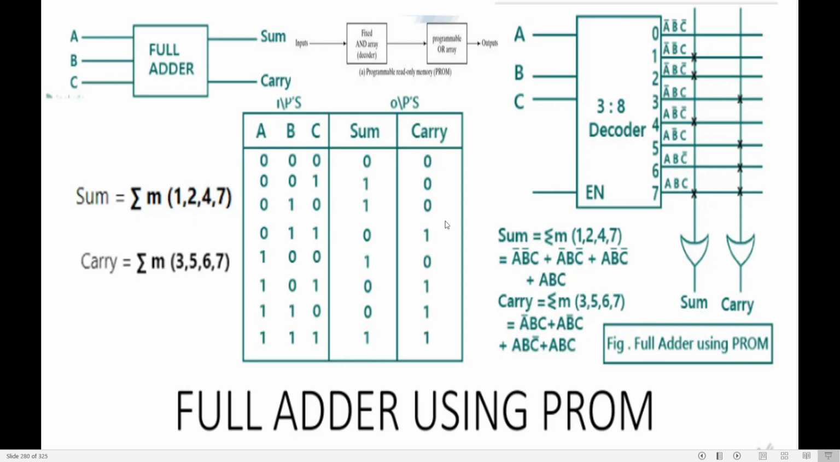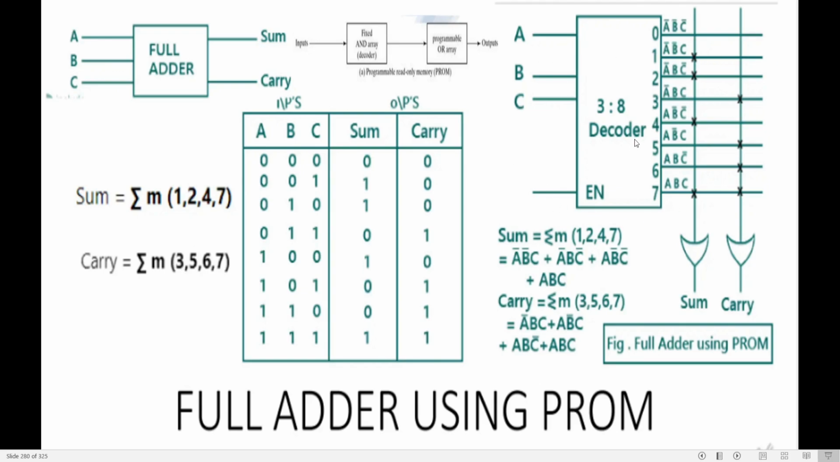What is for carry? How many carries you have? 1 term, 2 term, 3 term and 4 term. What are they? This is 3. This is your 5. This is your 6 and this is your 7. This is 3, 5, 6, 7 is my carry. Sum is 1, 2, 4 and 7. I am done. Now I am going to design a PROM.